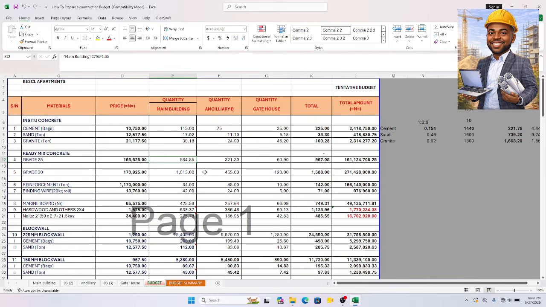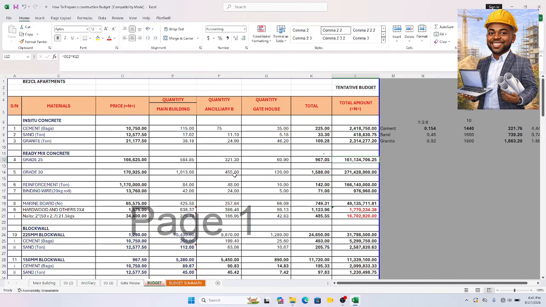So that's what we have here. I just multiply. I just added 5% waste here, 5% waste, and 5% waste. Grade 25 at this time is 155,000. Really? That's hell expensive. 155,000. I added VAT to it because as I'm paying, I'm going to pay VAT also. Alright, so that's the total ready mix concrete. This is the amount I'm budgeting for ready mix concrete.